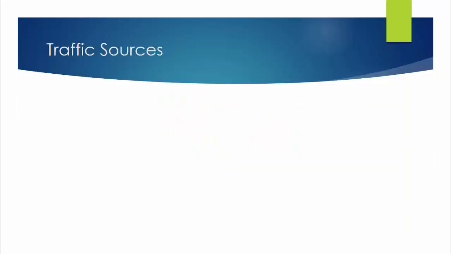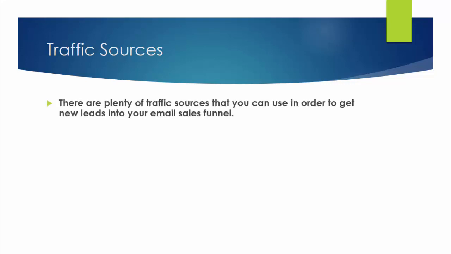In this lecture we are going to talk about one of the key elements for you in order to start an email marketing business that generates passive income for you, and that is traffic sources. What you need to know is that there are plenty of traffic sources that you can use in order to get new leads into your email sales funnel. Basically, traffic means that you have visitors coming to a landing page where you have an opt-in form or a field somewhere that your visitors can fill in, leave your email address, and end up in your database, in your subscribers list.